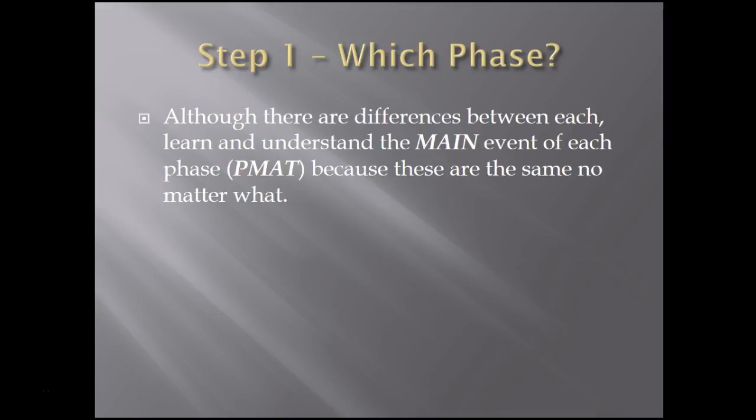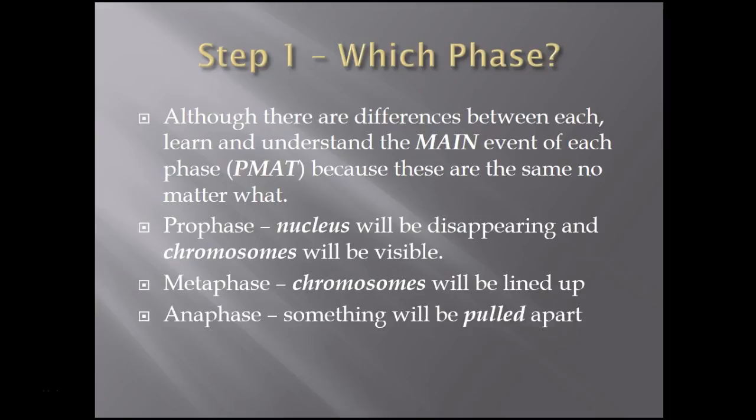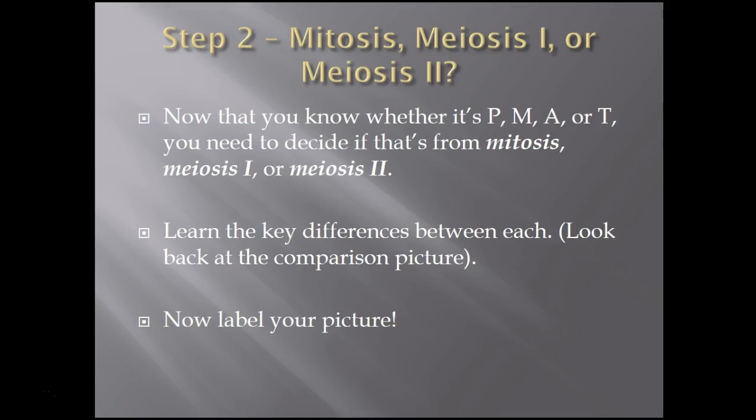Now, you should be able to identify different phases of meiosis. Although there are differences between each, if you can learn the main events, then you'll be able to identify the phase: P, M, A, or T. In prophase, remember the nucleus will be disappearing and the chromosomes will be visible. In metaphase, the chromosomes will be lined up in the middle. In anaphase, there's going to be a pulling apart either of chromosomes or of tetrads. And remember, in telophase, just look for a pinching in of the cell.